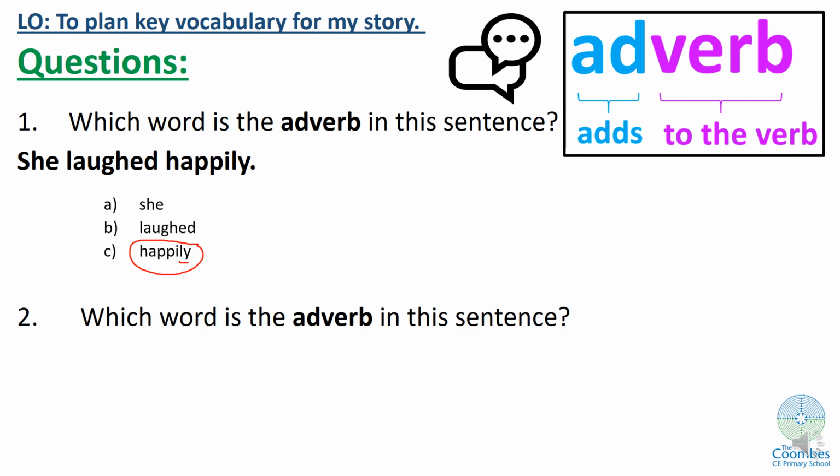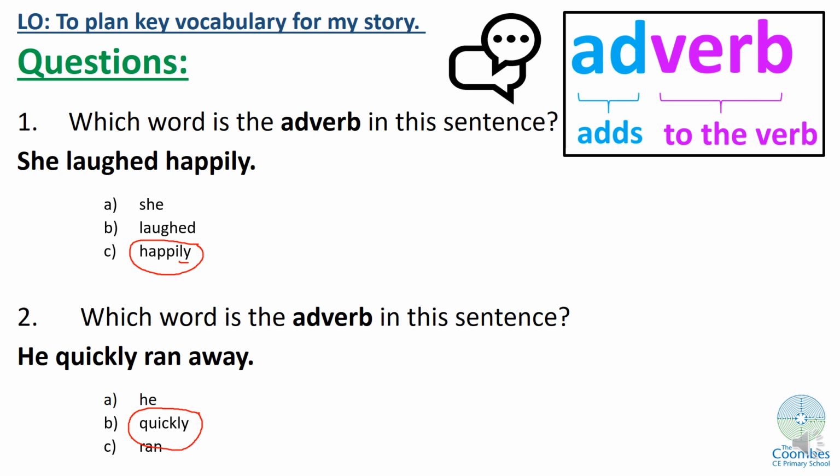Next question. Which is the adverb in this sentence? He quickly ran away. Which word tells you more about the verb? He quickly ran. Which word is the adverb? It is quickly. Well done if you got that right. And again, looking at those last two letters, the ly, it's a good clue that that is an adverb.